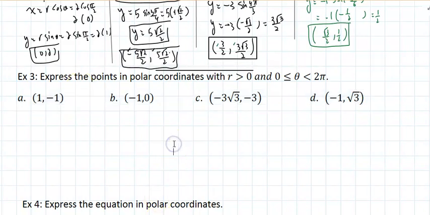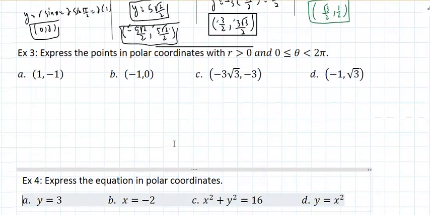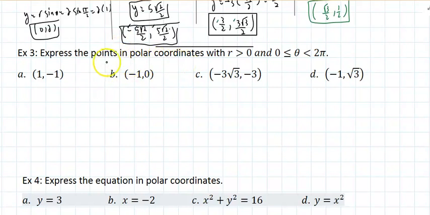So continuing now, we're going to go the other way around. Now we're going to say, alright, express the points in polar coordinates. You want r to be positive and theta to be between 0 and 2 pi. I'm trying to make this as simple as possible. So this is x and y.